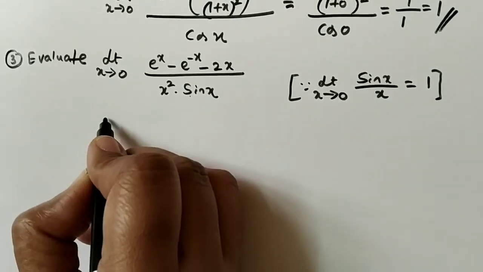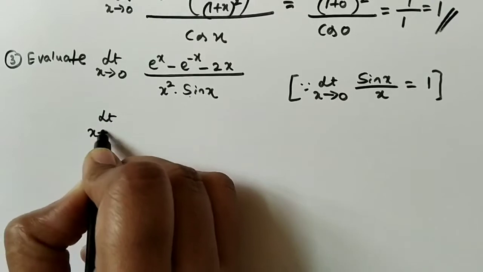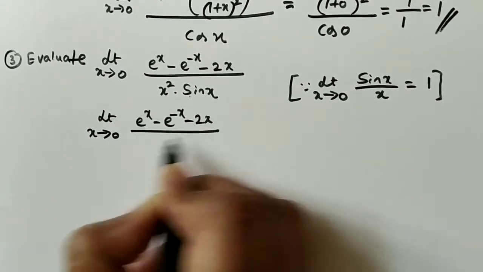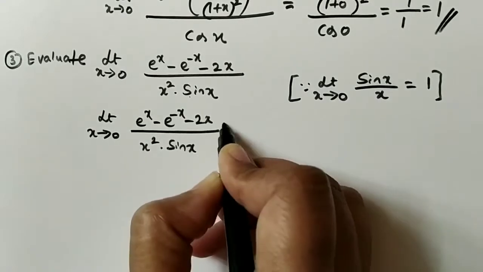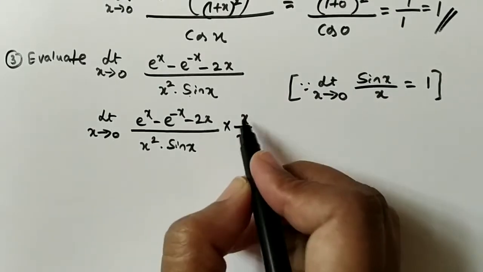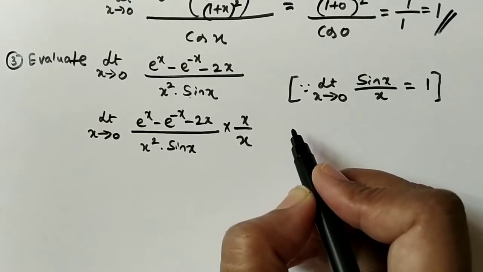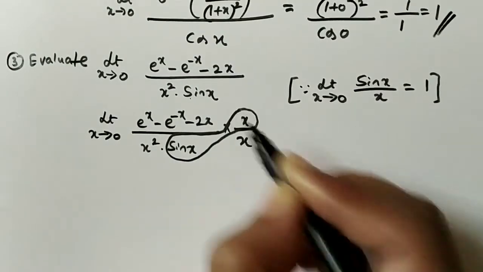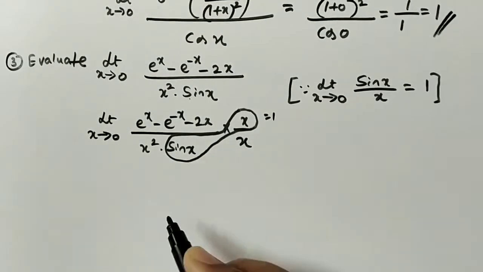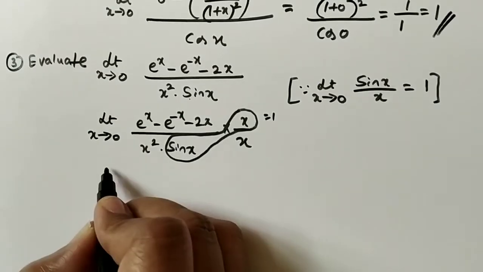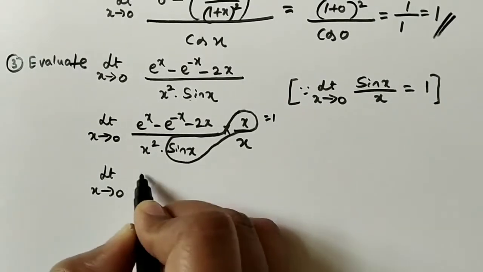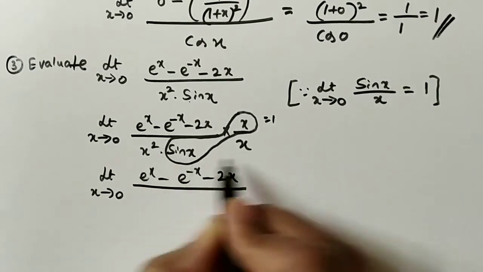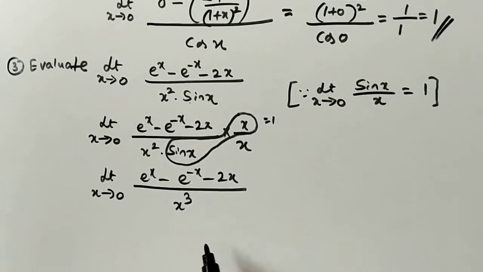Now see here, for that sake I need x in the numerator. So multiply and divide by x, giving (e power x minus e power minus x minus 2x) by x square into sin x, only for the formula purpose. Now if you observe, x by sin x is equal to 1. So what is remaining? Limit x tends to 0 of (e power x minus e power minus x minus 2x) by x square into x, that means x cube.